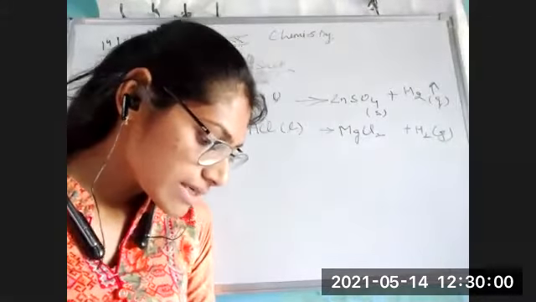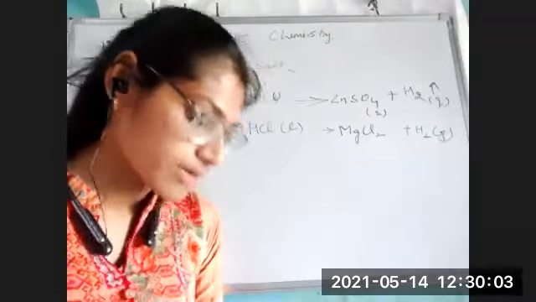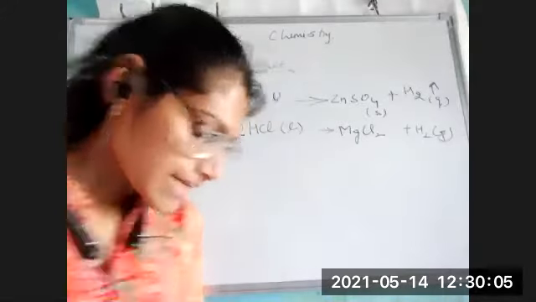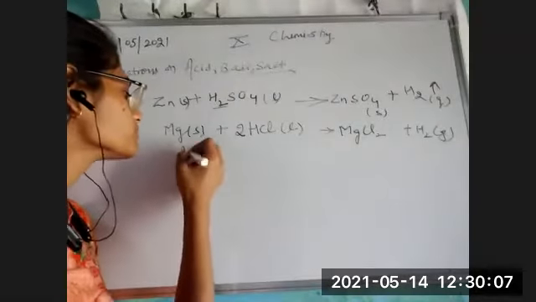Now let's jump to our third question. Dilute sulfuric acid is reacting with aluminium powder.